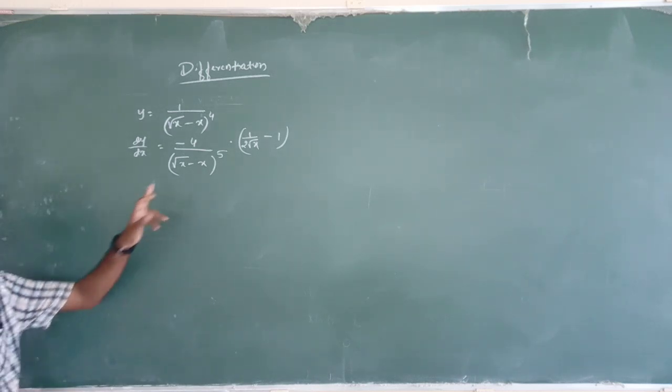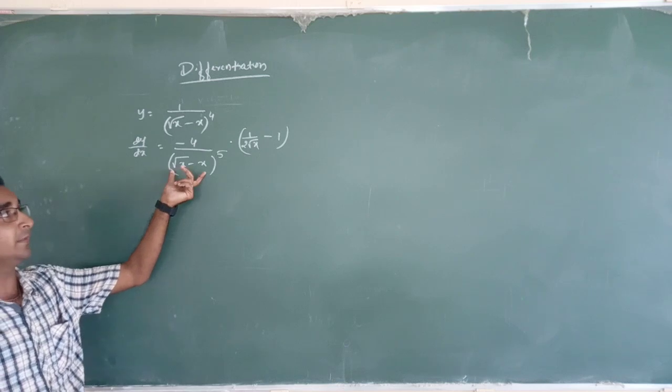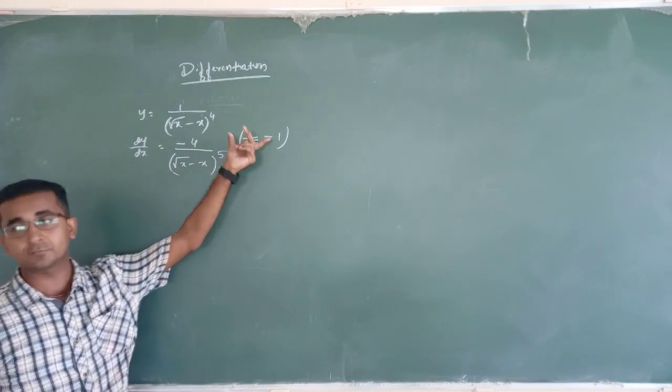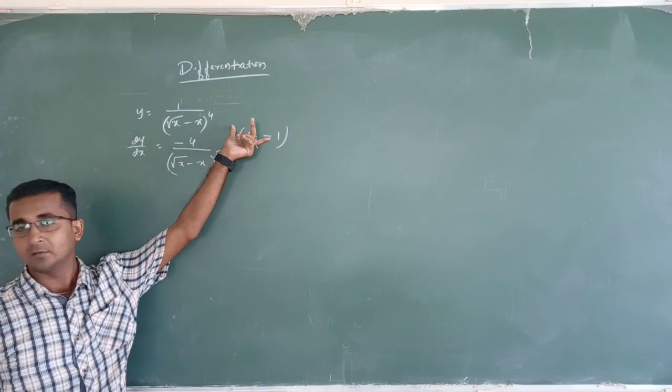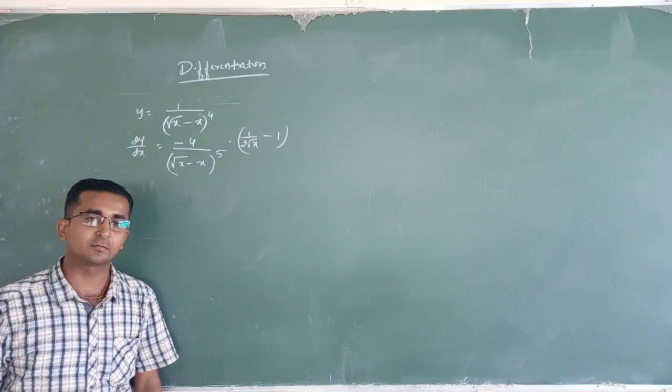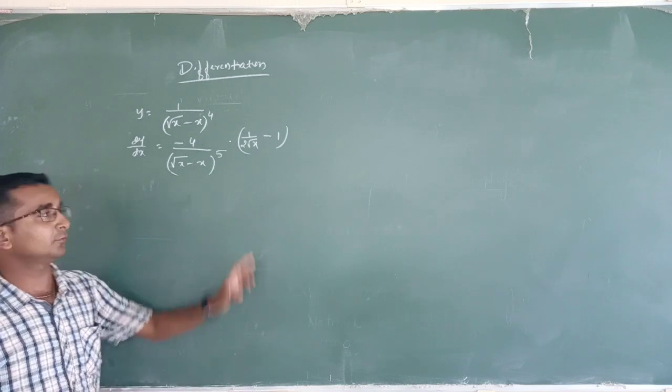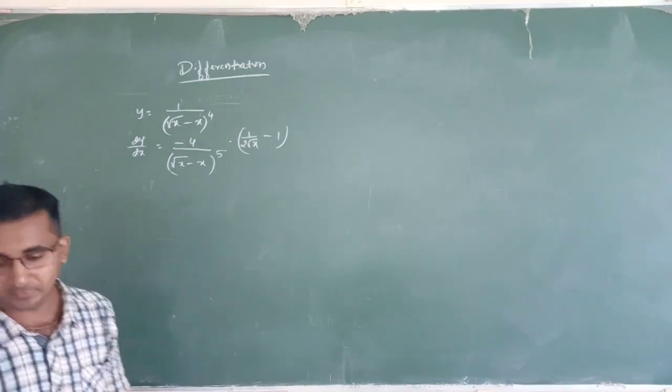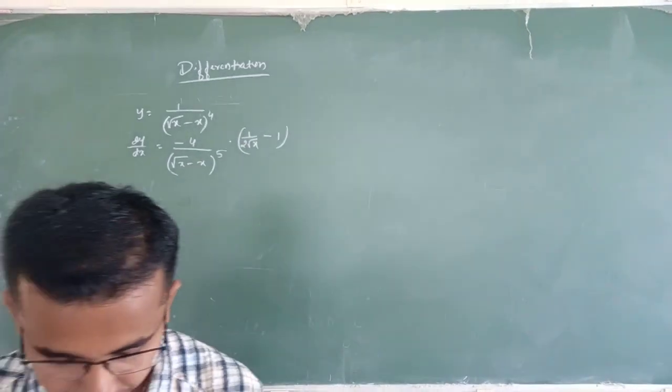Whenever you differentiate the x term, that differentiation should be present in the numerator. Don't write it in the denominator. If you write it in the denominator, you may lose marks. So you should write all those terms in the numerator only.